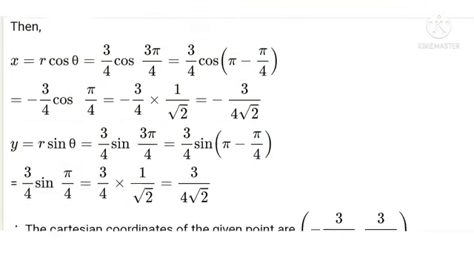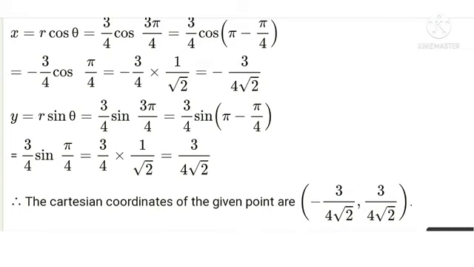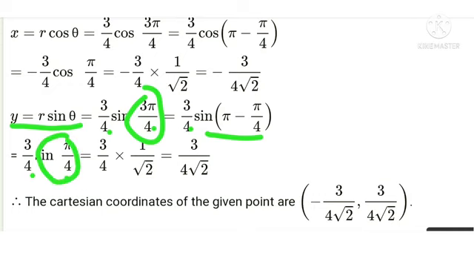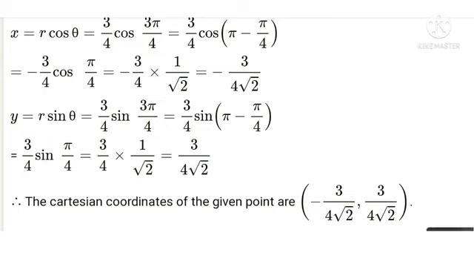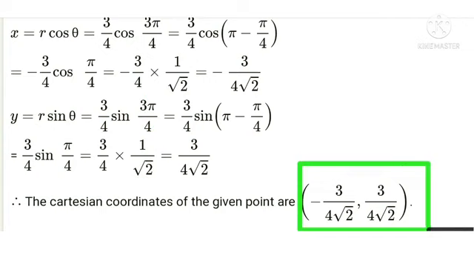Similarly we find y. See y is equal to r sin theta. R means 3 by 4 sin 3 pi by 4. 3 by 4, and we convert 3 pi by 4 as pi minus pi by 4. So we get 3 by 4 sin pi by 4. What is the value of sin pi by 4? 1 upon root 2. So we get here 3 upon 4 root 2. Hence the required answer is Cartesian coordinates are minus 3 upon 4 root 2 and 3 upon 4 root 2.